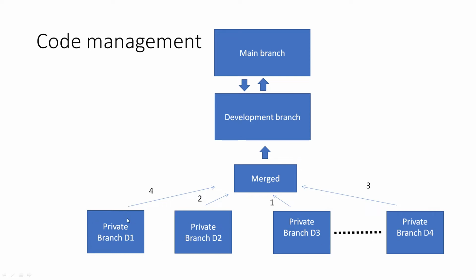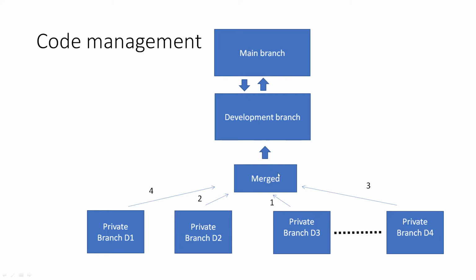Once they have successfully worked on it, they will deploy the changes in the private branch, right? Let's say D3 made the changes first, D2 is the second person who made the changes, D4 is the third person, and D1 is the fourth person. So this is the order, right? Based on this order, the code will be merged.